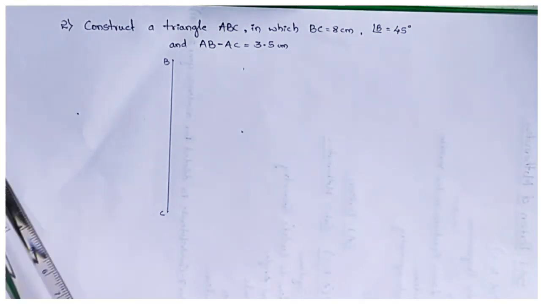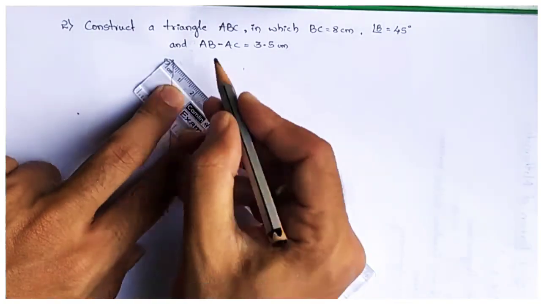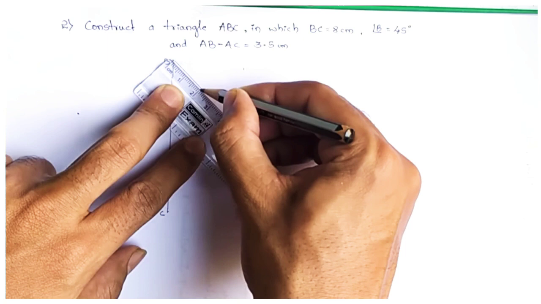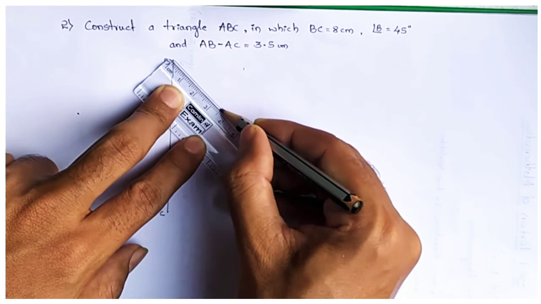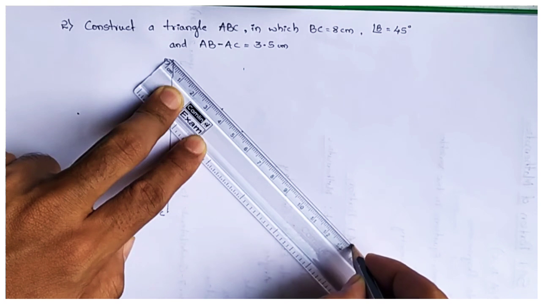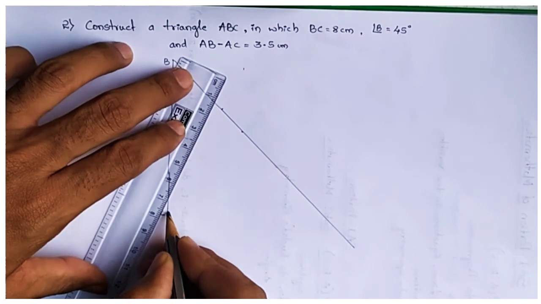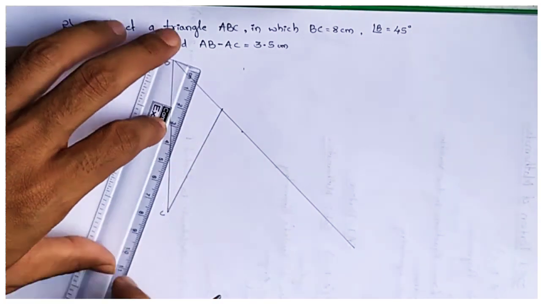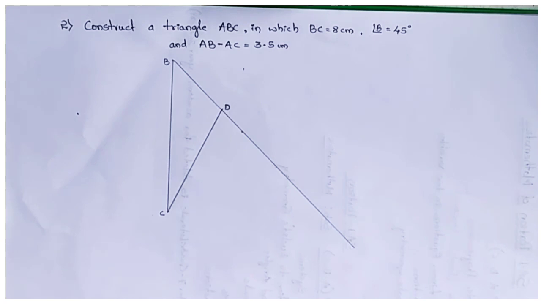Now take a line of how much? AB minus AC is 3.5, so I'll take up to 3.5. Just mark it and extend that line, because we will get the point A on it. Now join C to that 3.5 point. Let's name it as D. We need the point A now.